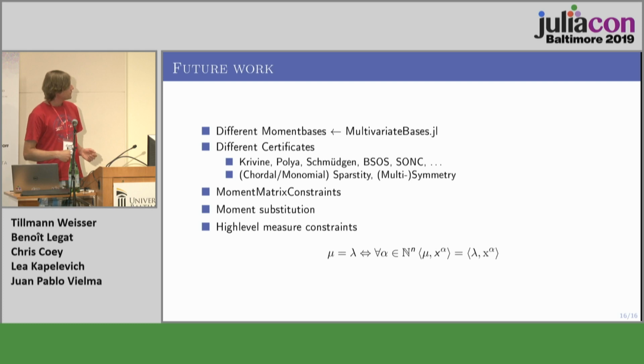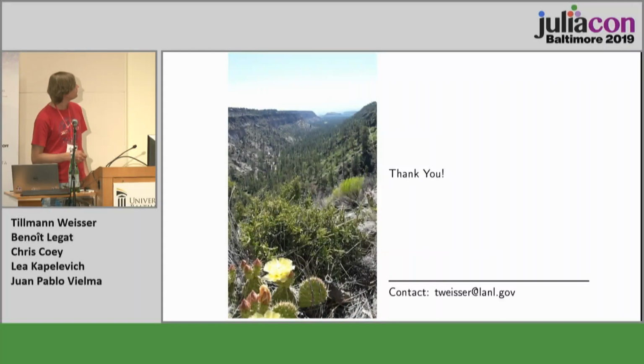And a last point is I want to go even more high level and allow constraints that only constrain the measures, and then automatically translate them to constraints that involve moments. So, for example, a measure mu equals a measure lambda if and only if for all moments they are equal. So I would like to implement a high-level language of this. So that's all from me on my side.